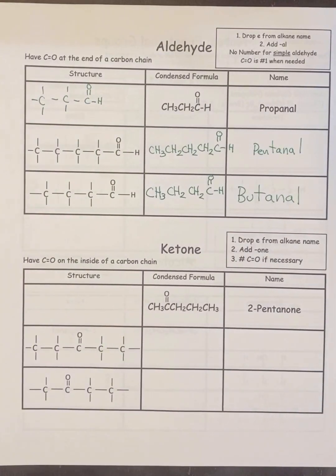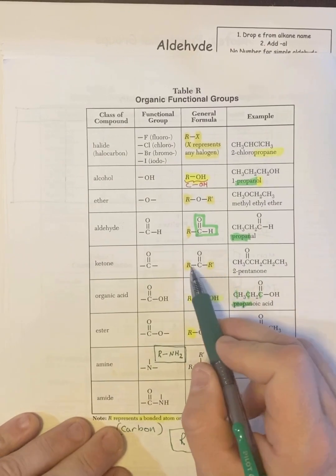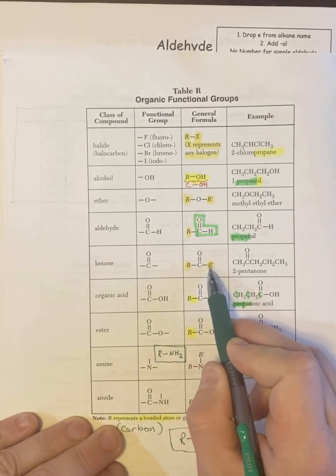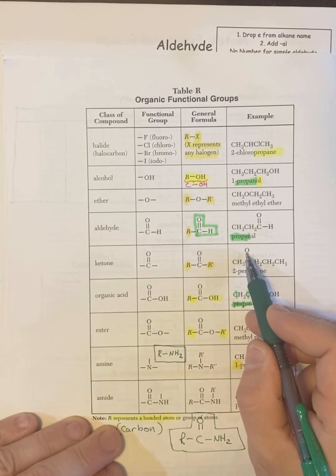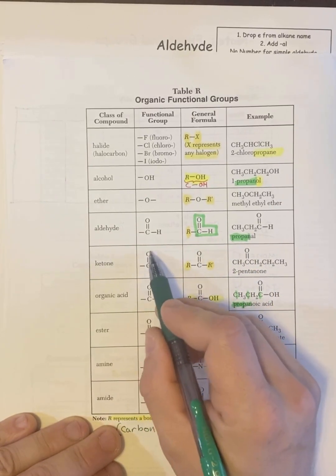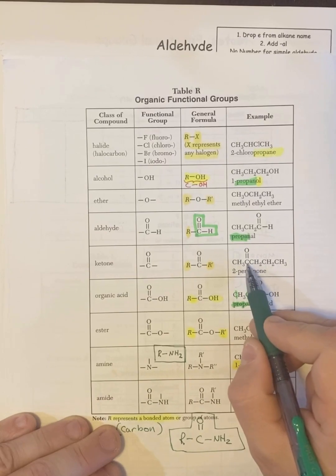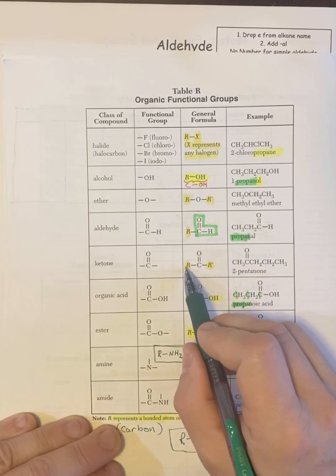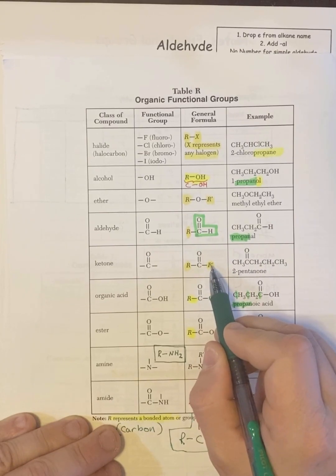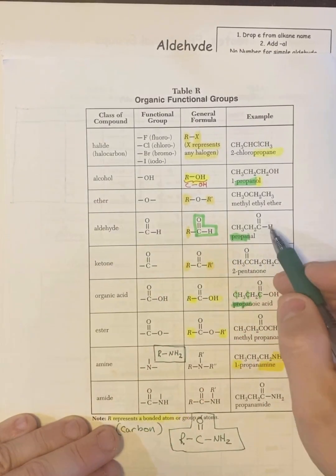Done. Okay, ketones. If we look at ketones, they are in the middle of the chain. The way I can tell is because it's an R and an R. I can also tell from here because they give me 5 in a row, and the double bonded O, which is the functional group. It doesn't have to be on the end, but by saying R and R, what it's saying is it has to be in the middle. Because if it were on the end, it's an aldehyde.